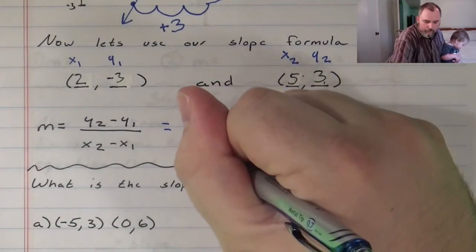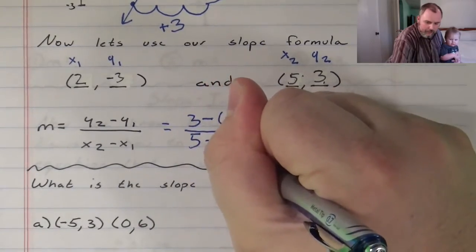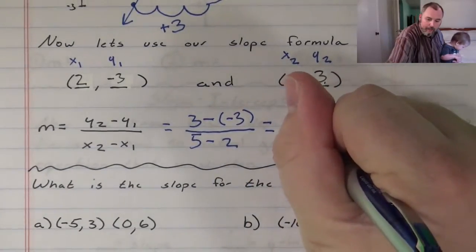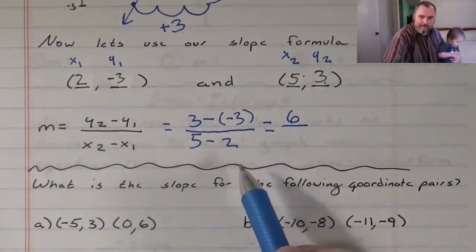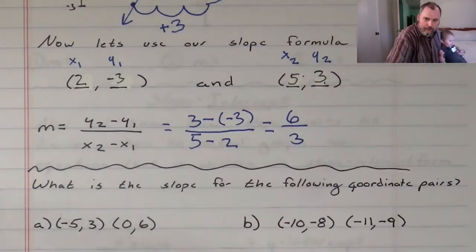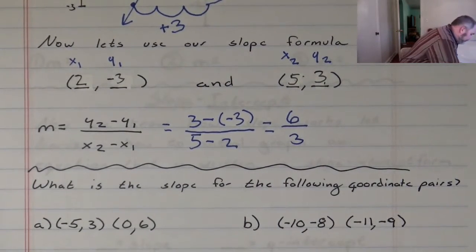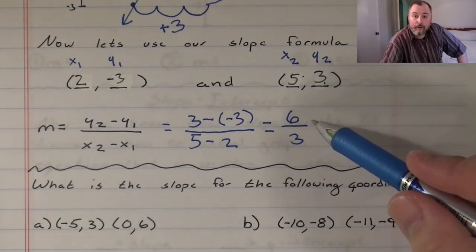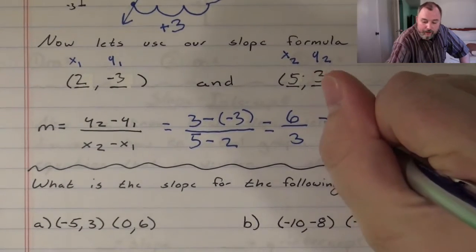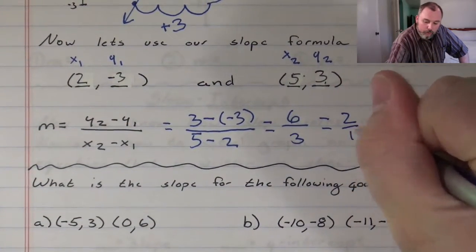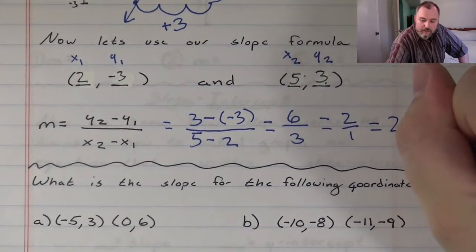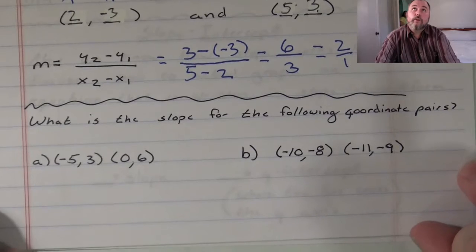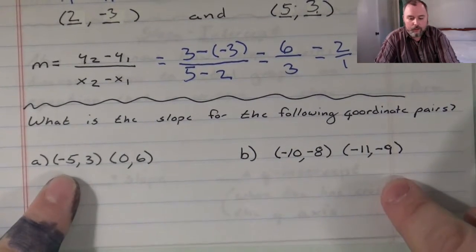Over 5 minus 2. Let's solve for it. Well, 3 minus a -3 equals 6, and 5 minus 2 equals 3. Are you happy now? All right. So 6 over 3. Well, doesn't this look familiar? It's the same thing we got a while ago when we did our graph. When we simplify this again, we get 2 over 1, or simply our slope is 2. All right? So what I want you to do now is try these on your own.